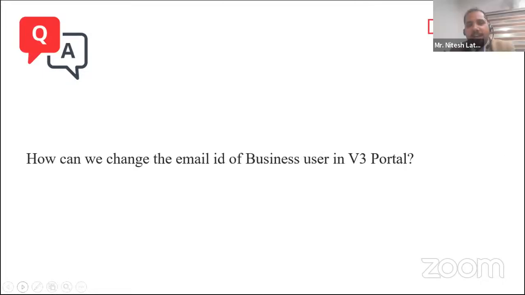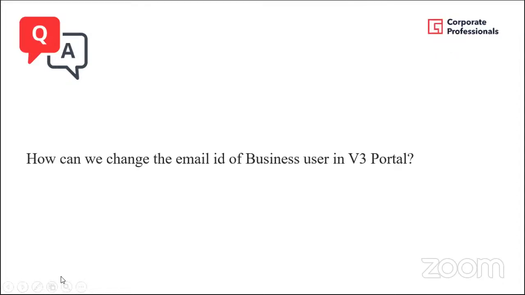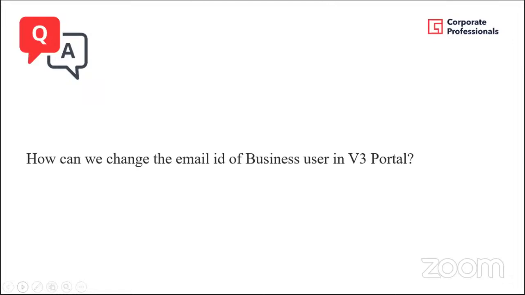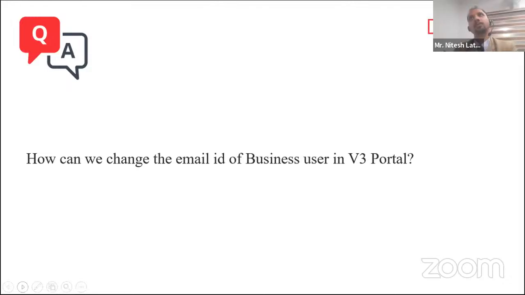So how can we change the email ID of the business user in the new portal? Niteshji, this is sacrosanct, because the email ID in the V3 portal is actually the identity of the stakeholder coming to the portal. So it cannot be changed. So he has to create a new one? If there is already an email ID existing, the point is why the email ID is being changed. So this is question number one. There could be extreme cases where the email ID is not accessible anymore.